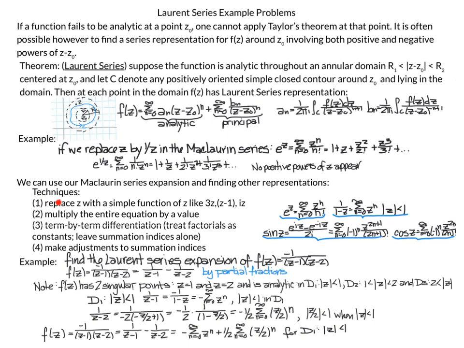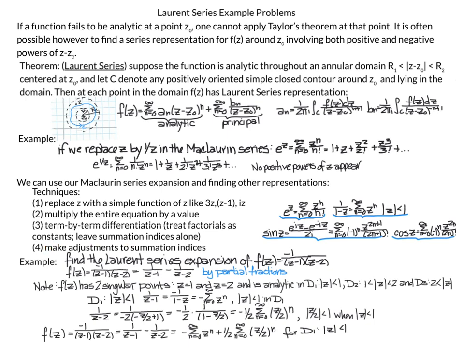And here, the simple thing to do is to replace this z with 1 over z, as we had in this example. Other techniques we can use: multiply the entire equation by a value, so we can multiply both sides of this equation by a single value. We can do term by term differentiation, and we had an example of this when we did Taylor series, when we derived the cosine formula from the sine formula. And the last thing is we can make adjustments to summation indices.